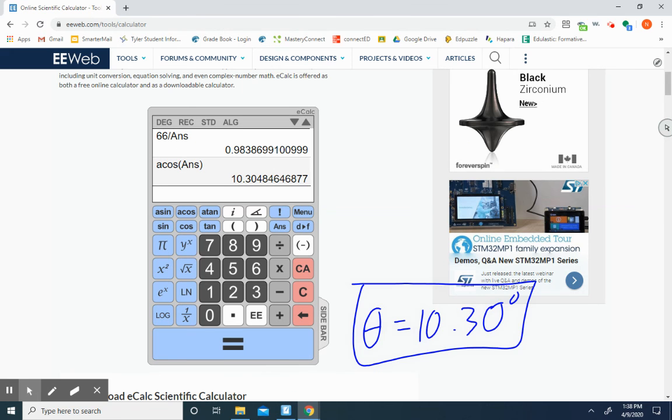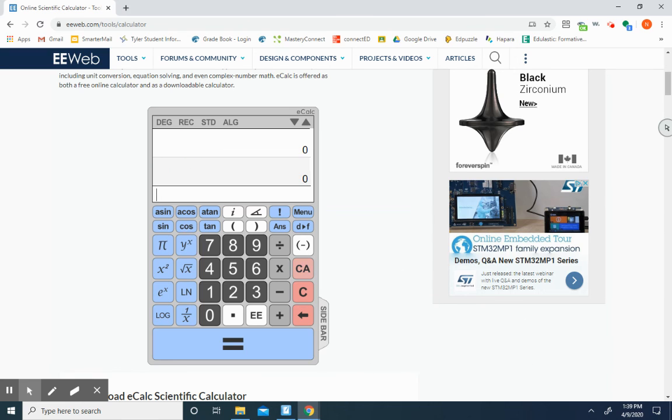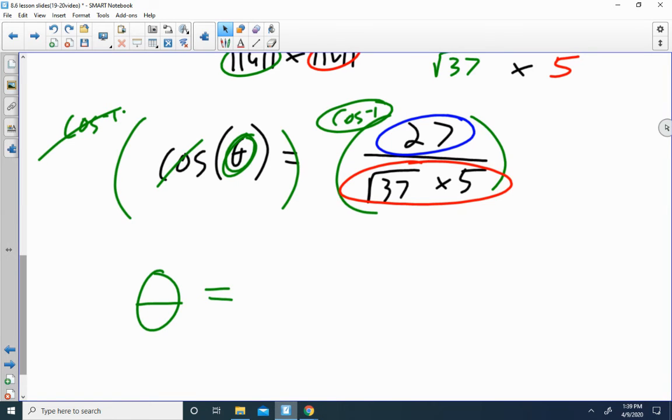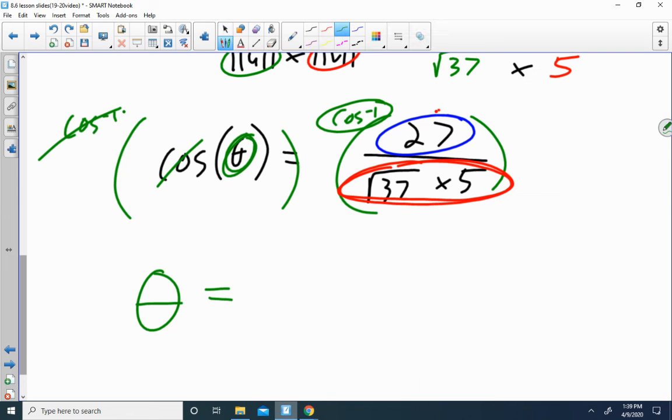So let's do it. I have to clear all this. So first, I have to do the square root of 37. And then I'm going to multiply that by 5. And that's going to give me that. So now I have this part. I now have to do 27 divided by that answer. So let's go to this. Do 27 divided by the previous answer, and then press enter to get that. So now we have all of this.